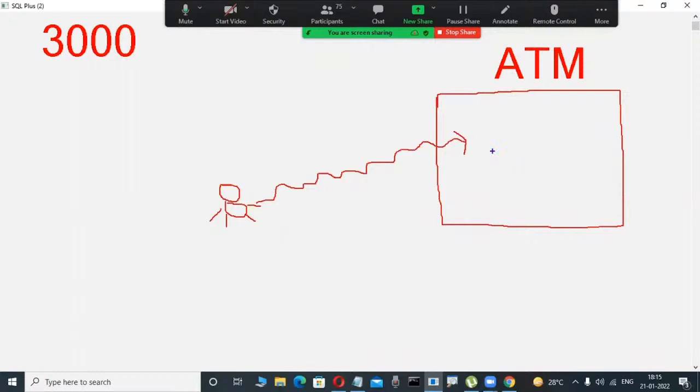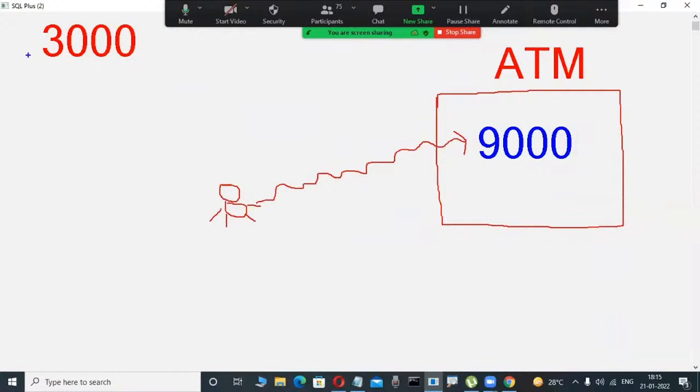Now I decided to withdraw some amount. Fine, but 3,000 is my available balance. After inserting the ATM card, it asks me to enter the amount. Unfortunately, I mentally decided to withdraw 9,000 rupees. Whenever I try to withdraw 9,000 rupees, now am I getting 9,000 rupees? No.